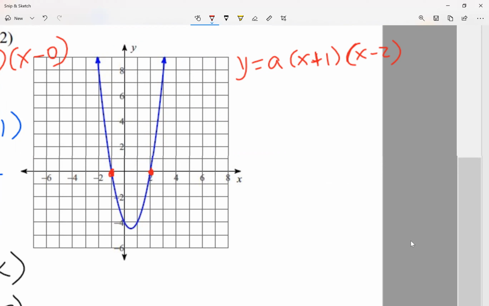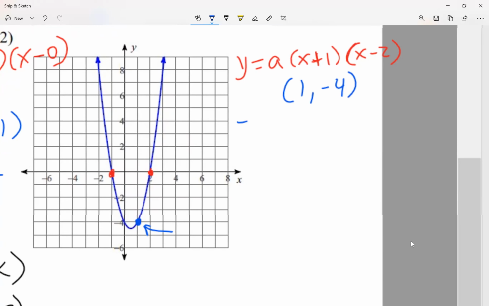Now let me use a point that is on the graph, not my intercept, but a different point. I'm going to choose this point. You guys can see it right there. The coordinates of that point are 1, -4. So I'm even going to write it here. I'm going to use 1 for x, and I'm going to use -4 for y. So I'm going to write this as -4 is equal to a. I don't know my aperture. My parentheses are going to be 2 and -1.